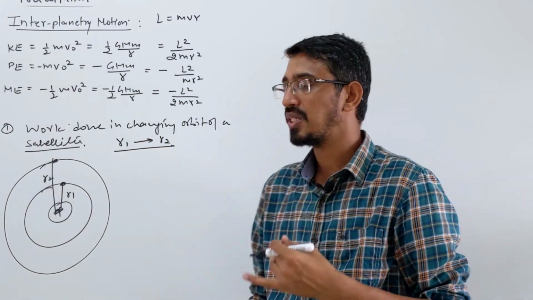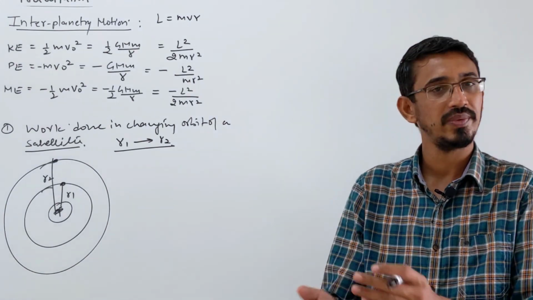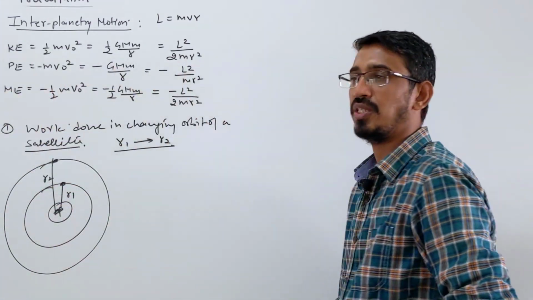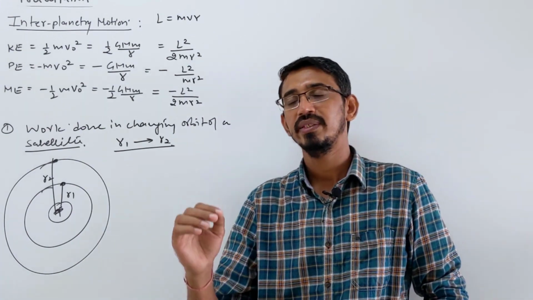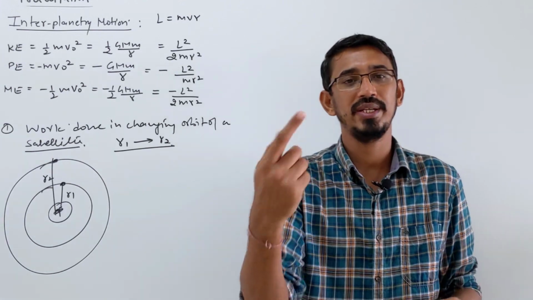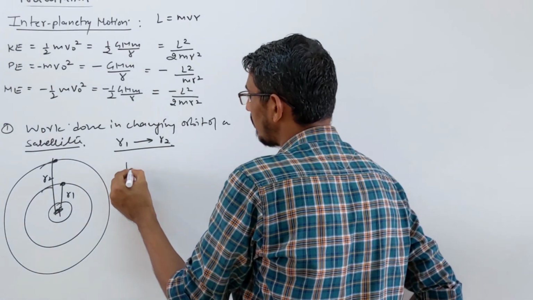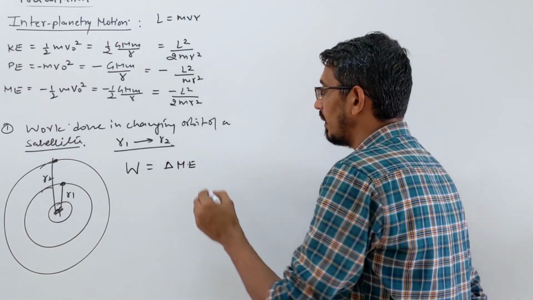Either they say how much work is done, or they say how much extra energy, how much extra kinetic energy, we have to supply. Work done means simply the change in energy. And what energy? Mechanical energy. Unless they say a name like find kinetic energy or find potential energy, if they just say find energy, it always means mechanical energy. So this work done is simply equal to the change in mechanical energy. Keep in mind.